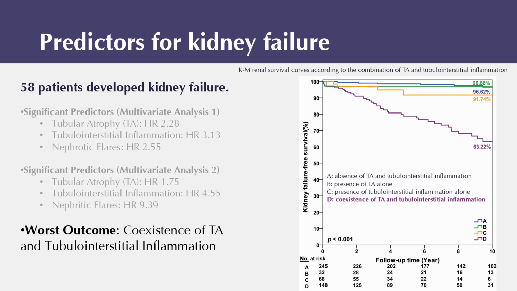To investigate the impacts of renal histology on kidney failure, we conducted a Kaplan-Meier survival analysis according to the combination of tubular atrophy and tubular interstitial inflammation. Notably, the worst renal outcomes were observed in patients who had both tubular atrophy and tubular interstitial inflammation.